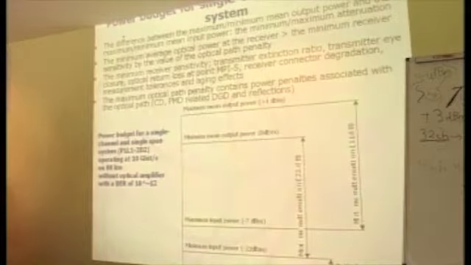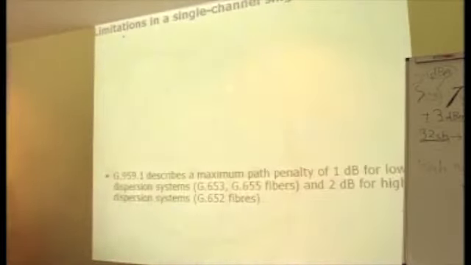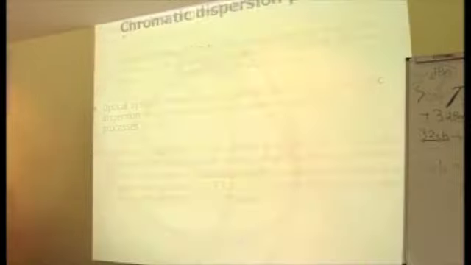This is just a description of the maximum, minimum, the difference, something like that. And for path penalty, I have to consider chromatic dispersion or PMD or something like reflections. So this is a limitation in a single channel, single span system, the most simple system in optical transmission systems.